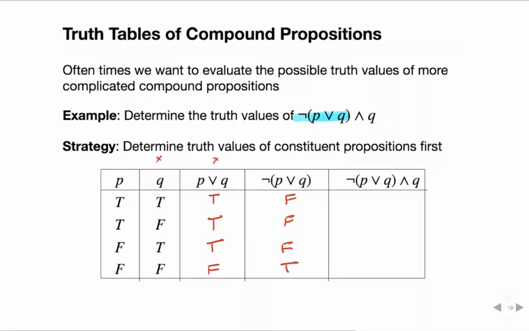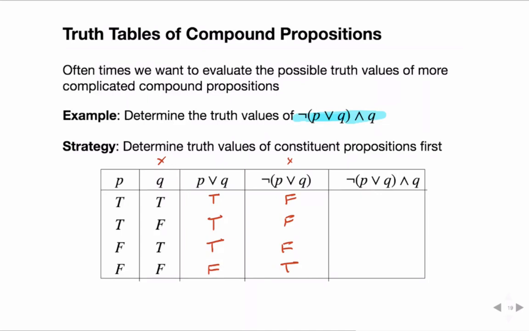And now I'm almost there, because now I'm just going to include the conjunction of not P or Q with Q. And so to do this, and then I'll be done, I've got this nice column for not P or Q. And I've also got my original column for Q, which is over here. And now I just have to take the conjunction of those two.